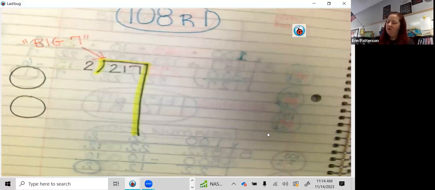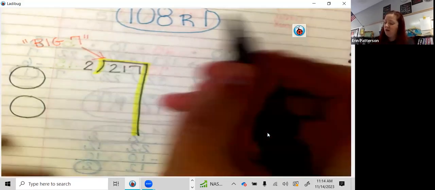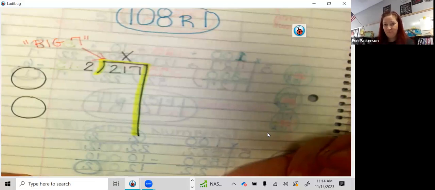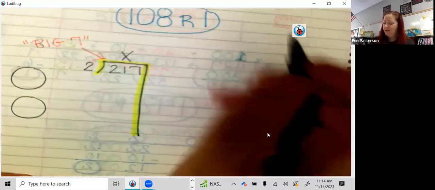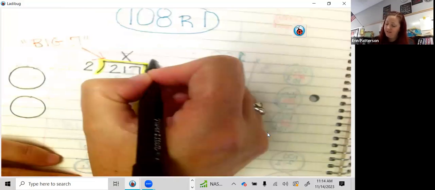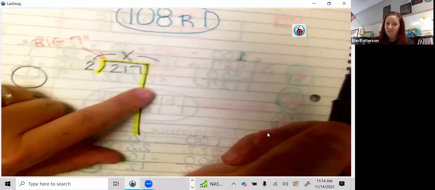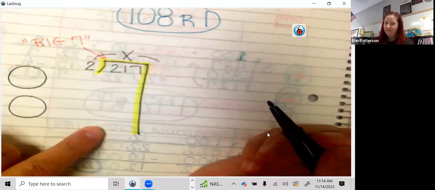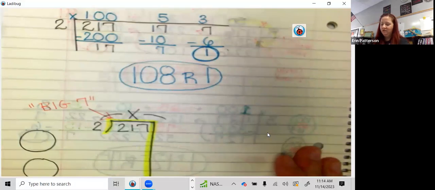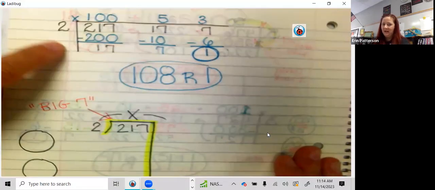When I draw the Big 7, Miss Berry and I'll draw the Big 7. We put the times symbol here, so that we remember whatever we write on this side, if it goes across and around, we have to multiply it to get it back inside. Just like we did here, guys. Don't freak out. Here's our friendly numbers to get it back inside.